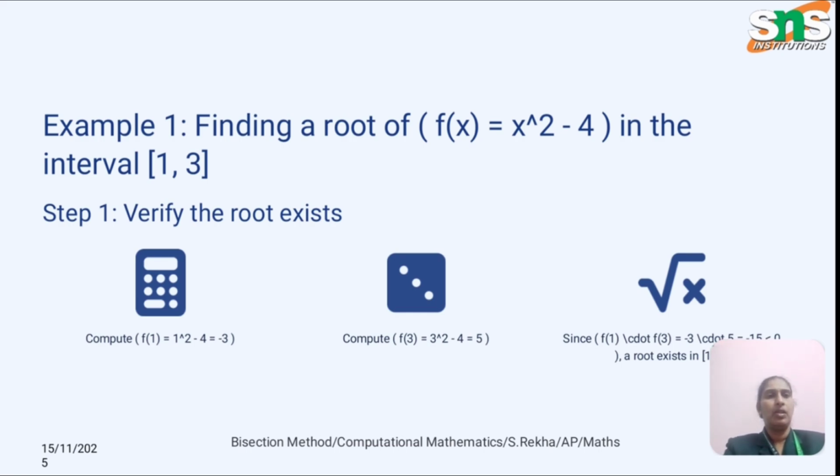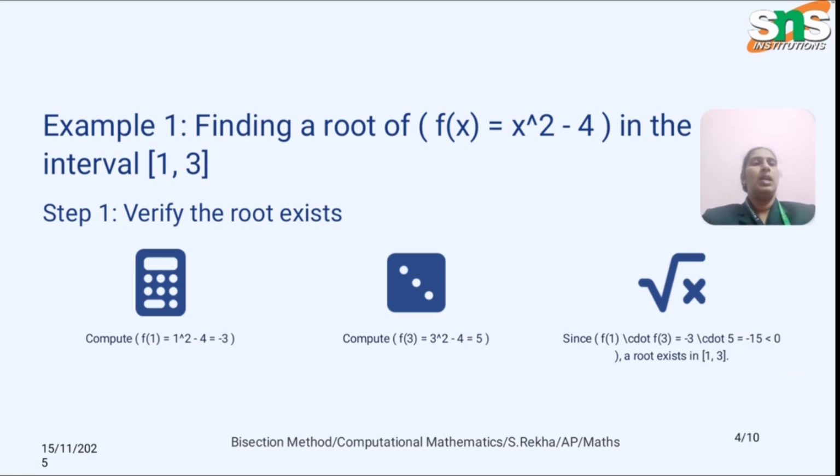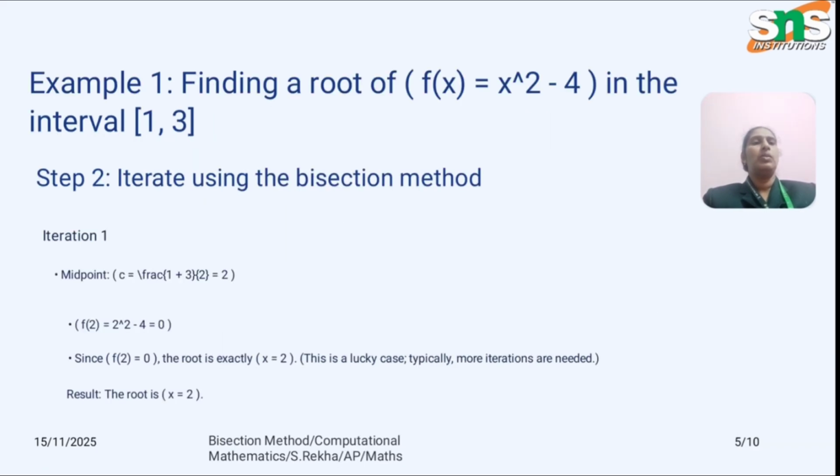f of x is equal to x square minus 4. For that, first of all, we have to verify f of 1 and f of 3. F of 1: if you substitute 1 in the place of x, we will get 1 square minus 4, which is minus 3. If you substitute 3, then 3 square minus 4 gives 5. So the root lies between minus 3 and 5, positive and negative. So the root lies between 2 and 4.